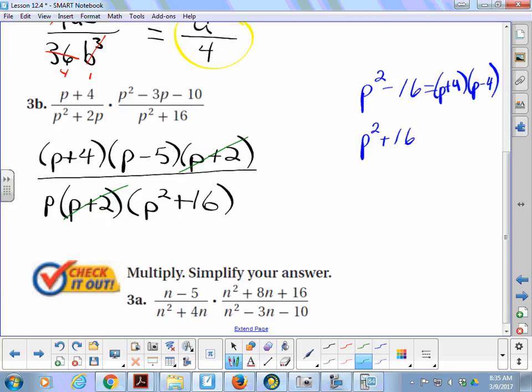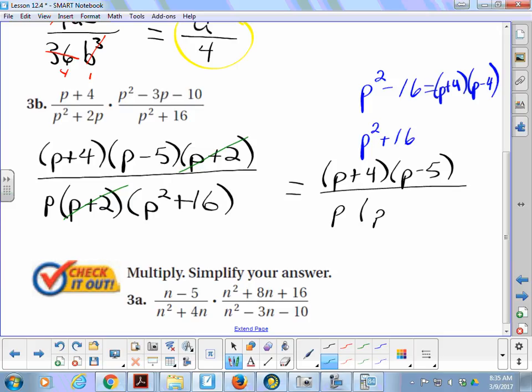And I'm okay with you in this situation then leaving it like that. If you want to multiply it, that's fine. I'm telling you, you don't have to. You can leave it written in factored form.